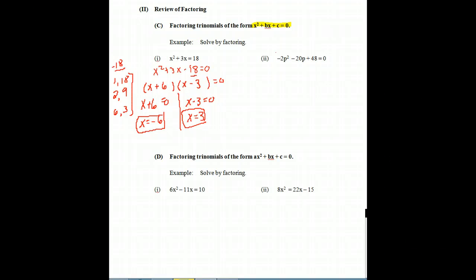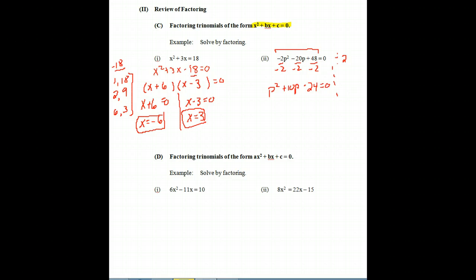Over here, everything is on one side of the equal sign. We look to see if there's a common term. And there is. Or a common factor, and that's 2. Well, I'll take it as negative 2. So my first step now is to divide everything by negative 2. P squared plus 10p subtract 24.